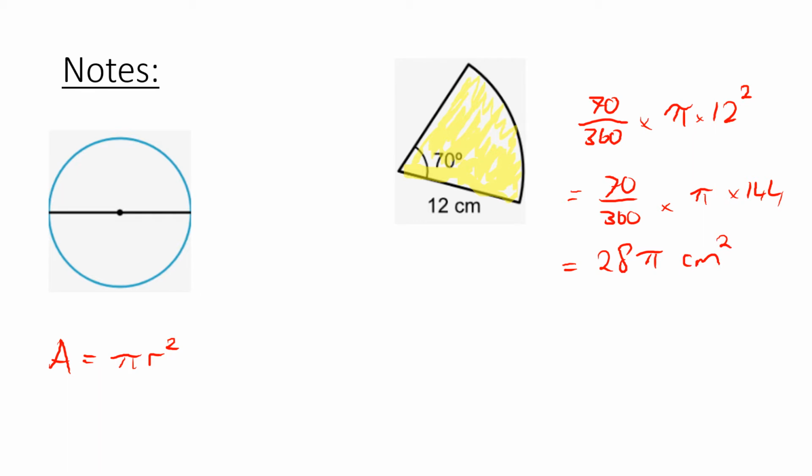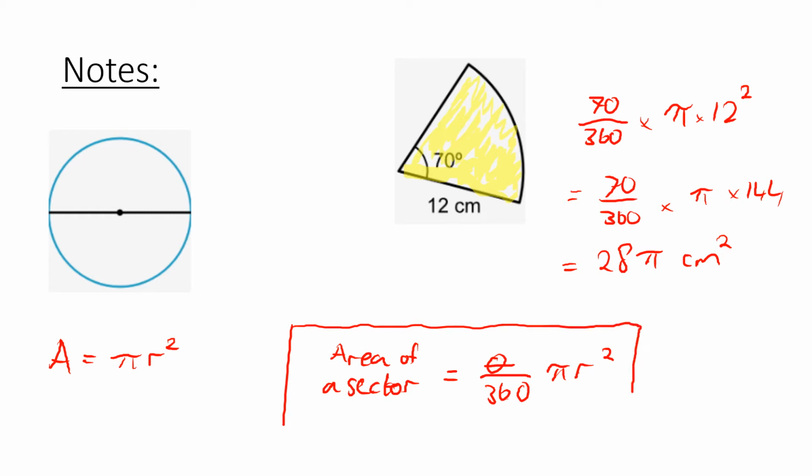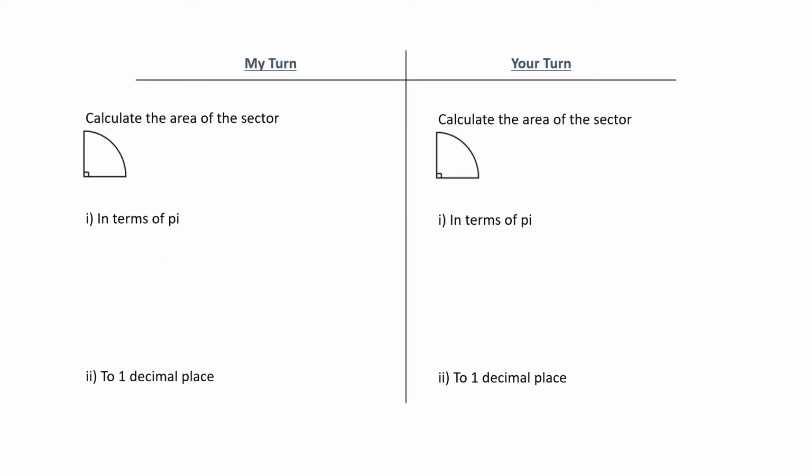So in general, the formula that you need to remember this time is theta divided by 360 times pi r squared. So the area of a sector is equal to theta divided by 360 times pi r squared. You're going to have to remember that, commit that to your memory. Okay. Right, let's jump into an example.